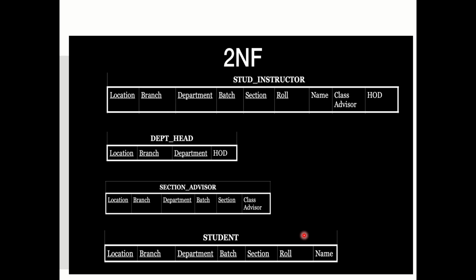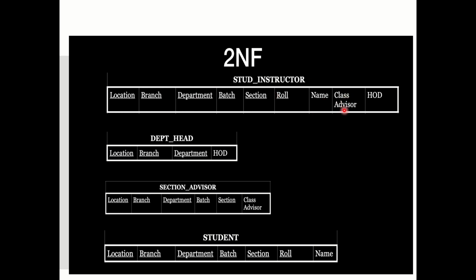Okay. So now this is another example. Here you're given the student instructor. Student instructor means it's a composite entity, which is a combination of both the student table and the instructor table. When you look at location, branch, department, batch, section, role, all these things are a combination of your primary key. So your primary key has got a lot of combinations, but when you look at the name, it is partially dependent.